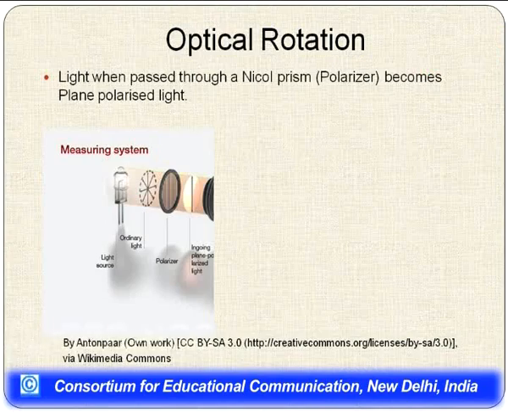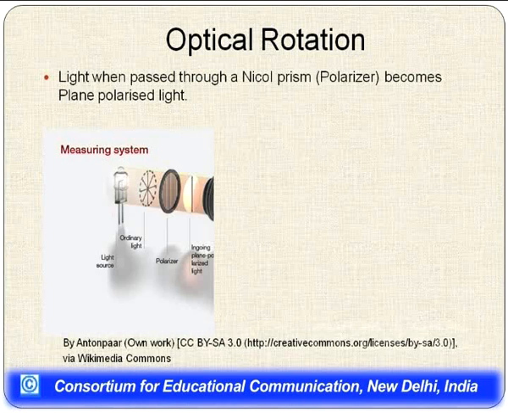Then what is plane polarized light? Like you can see on the slide, it is light when passed through a nickel prism, or we can say a polarizer, which consists of some nickel and cobalt material, and it becomes plane polarized light.